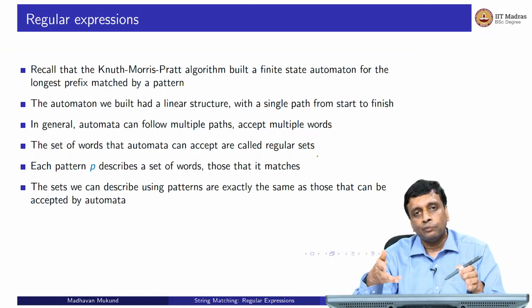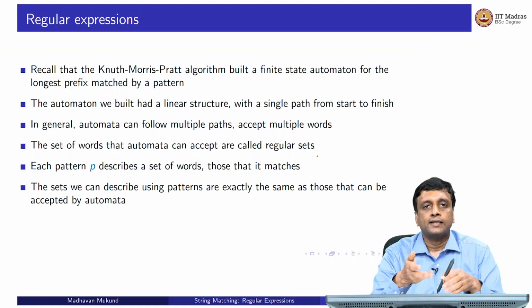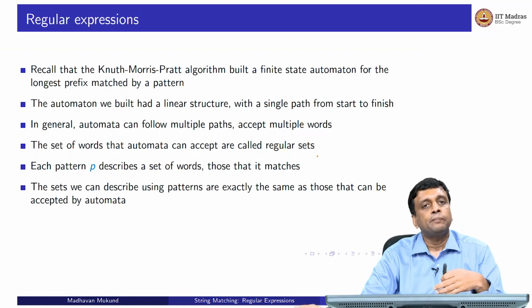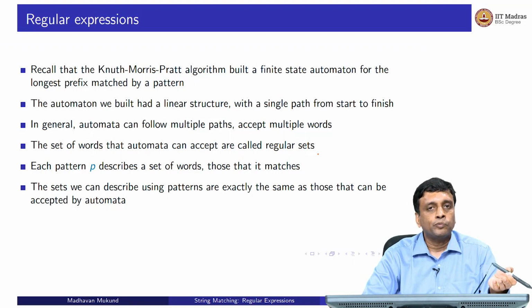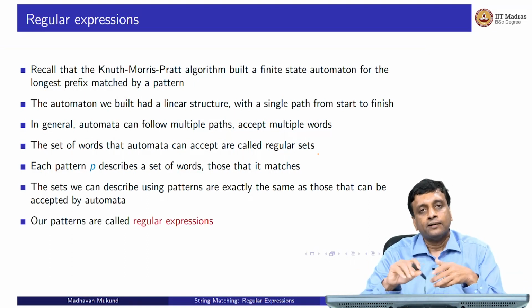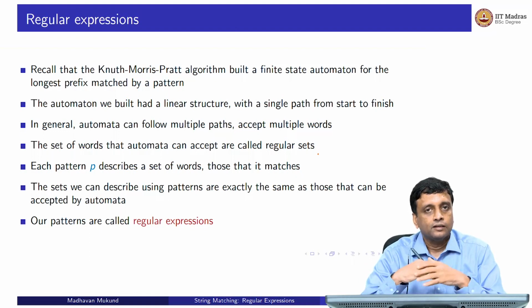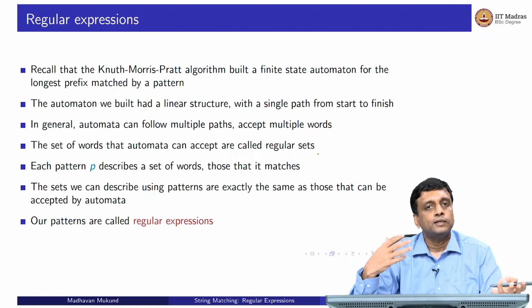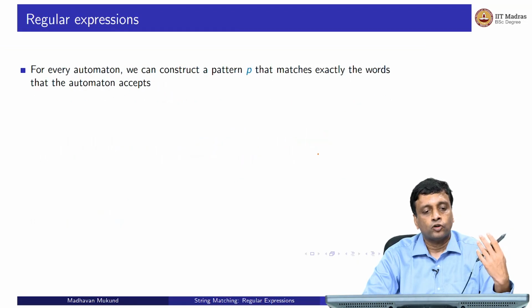So the patterns that we can describe using plus and concatenation and star and so on are precisely those that can be described by automata. And since the automata correspond to what we call regular sets, these expressions that we are writing are called regular expressions. That is where the terminology comes from. These regular expressions correspond to the so-called regular sets of words accepted by finite state automata.